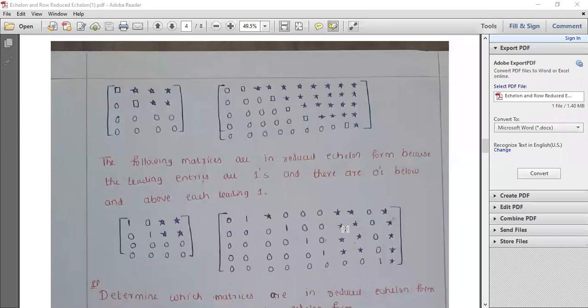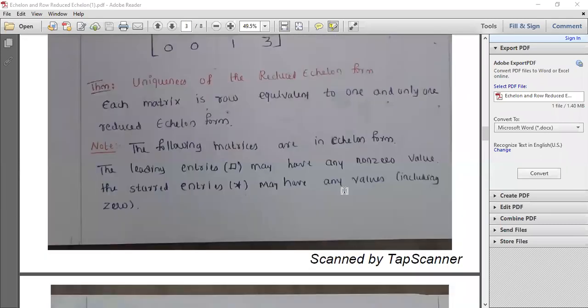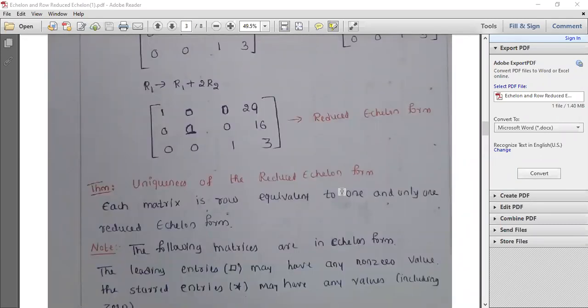Try to remember: echelon form means the leading entry may be anything, just 0 should not be there. But in case of reduced echelon form, the leading entry has to be equal to 1, and above and below that leading entry, the elements have to be equal to 0. In echelon form, we only bother about the below elements being equal to 0. Remember it this way, I think it will be easy for you all to understand. Is that clear? Yes, ma'am.